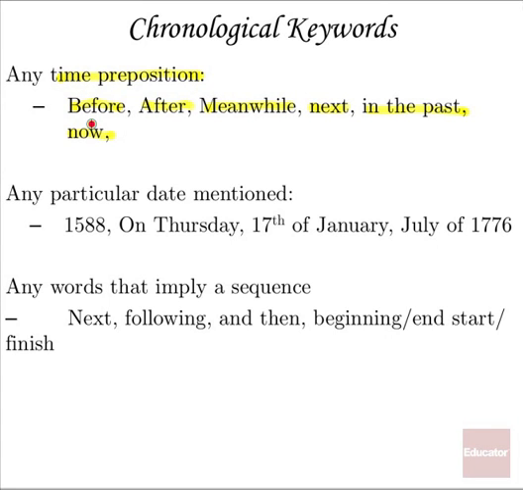Also, if I say a particular date or particular time, that's also a big clue that you're using time order or chronological transition. So, 1588, on Thursday, 17th of January, July of 1776. Time order, chronological, time order, time order, time order. Also, time always implies a sequence, and so any word that would be used in a sequence is also going to be time order. So next, following, and then, beginning, start, finish. You have to have time to use those. So these words could be listing transitions, but they could also be chronological transitions. So pay attention to those and feel free to use them in your own writing.